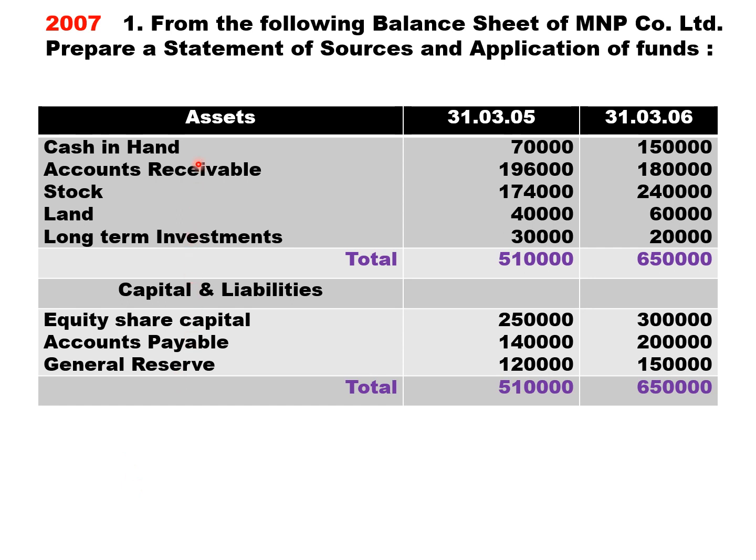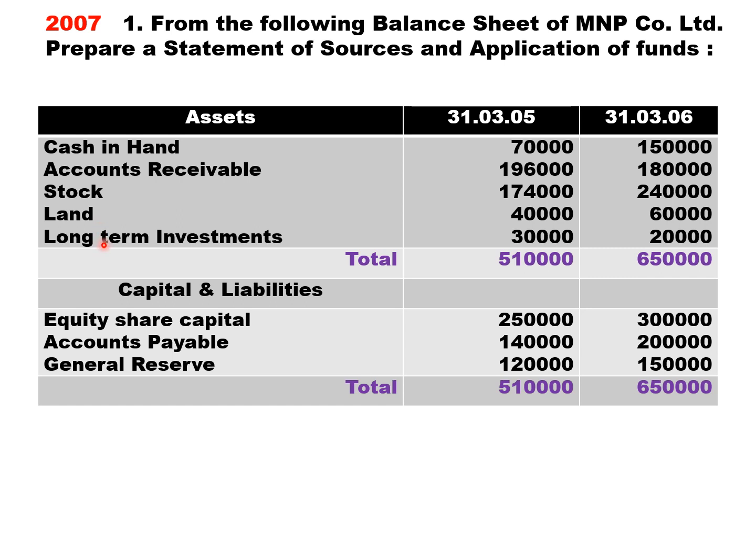Cash in hand is a current asset. Accounts receivable, current asset. Stock is a current asset. All current assets will be recorded in statement of changes in working capital. And we have 2 years figure, 2005 and 2006. Land is a non-current asset. Therefore, it will come in FFS.